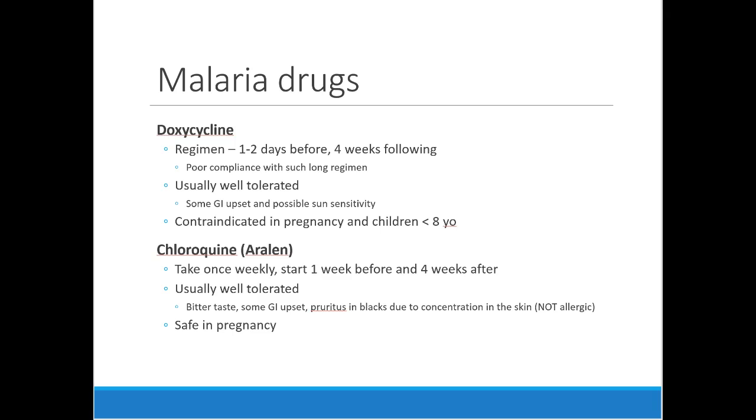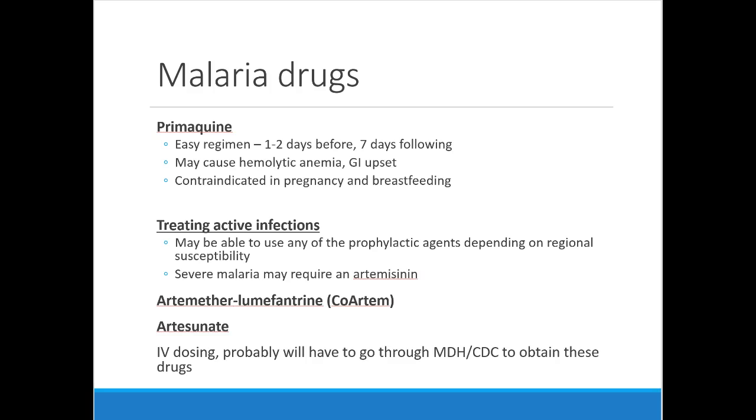Chloroquine's another one that's useful in pregnancy. However, this is one that's highly resistant throughout the world, so oftentimes this is not an option for most people. Primaquine is contraindicated in pregnancy and breastfeeding. It's a more obscure regimen. There are some active treatments, which we rarely ever see in the United States, an active case of malaria.